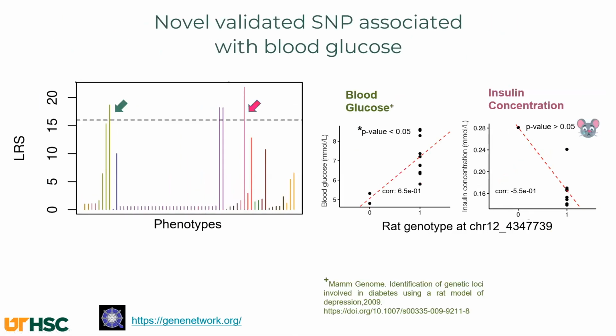This is what happens with another validated SNP. As you can see, not all is good because, for example, in that case the p-value is not significant with these SNPs and insulin concentration, but I found this association with our marker and blood glucose. And I saw that they did this also in another study. They tried to quantify fasting glucose, and they identified a locus pretty close to our locus that is involved in diabetes using a rat model.